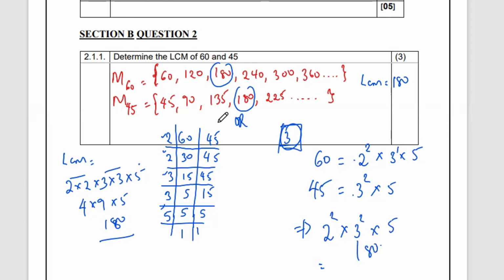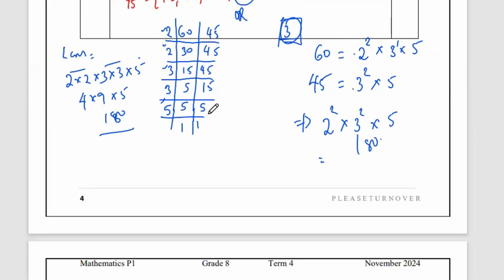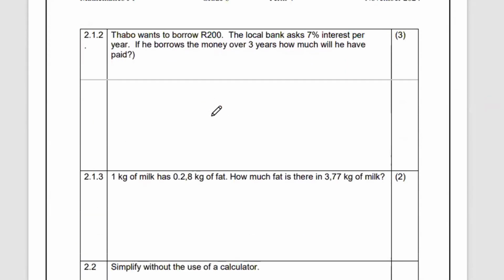So we have 3 options to choose from. The question is not dictating which option to use. So whichever one you use, we shall be happy to give you all the marks.